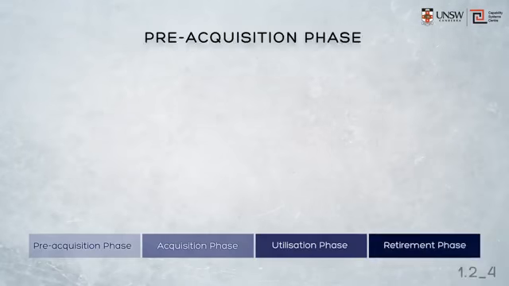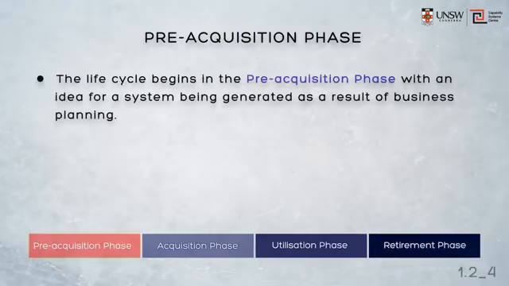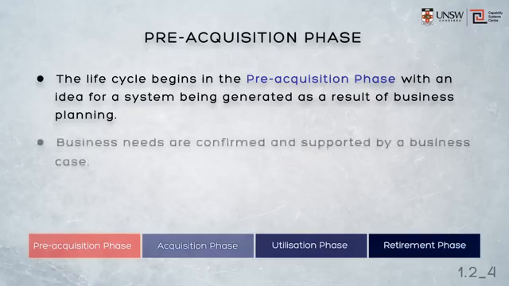The life cycle begins with the pre-acquisition phase, with an idea for the system being generated as a result of business planning. The early needs of the business are confirmed, and they're supported by a business case, which justifies expenditure of organisational resources on the acquisition of the system.